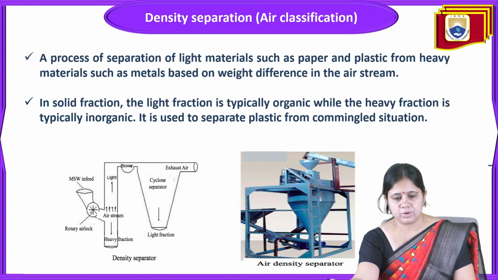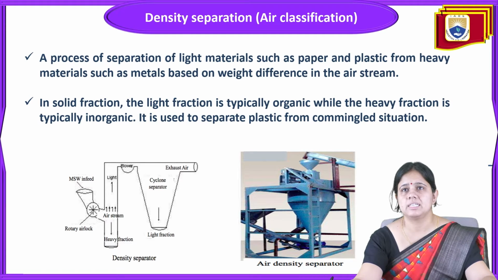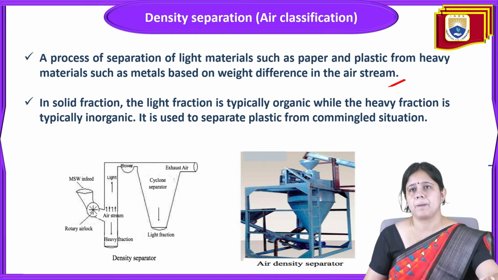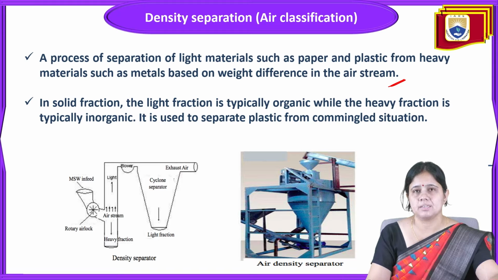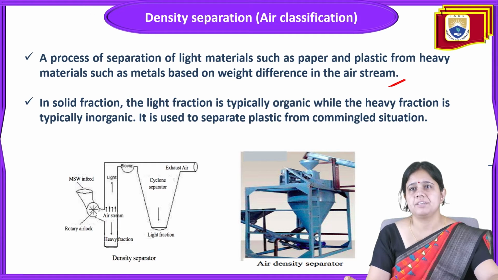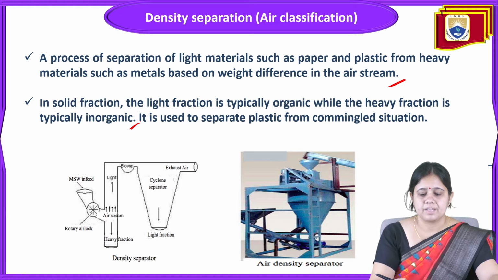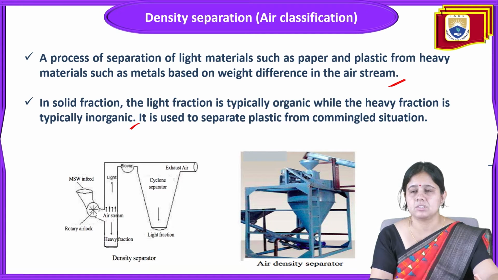Now comes to the next point, density separation, which is air classification. Air is involved in the whole process. It is a process of separation of light materials such as paper and plastic from heavy materials such as metal, based on weight difference in the air stream. In the solid fraction, the light fraction is typically organic while the heavy fraction is typically inorganic. It is used to separate plastic from a commingled situation.